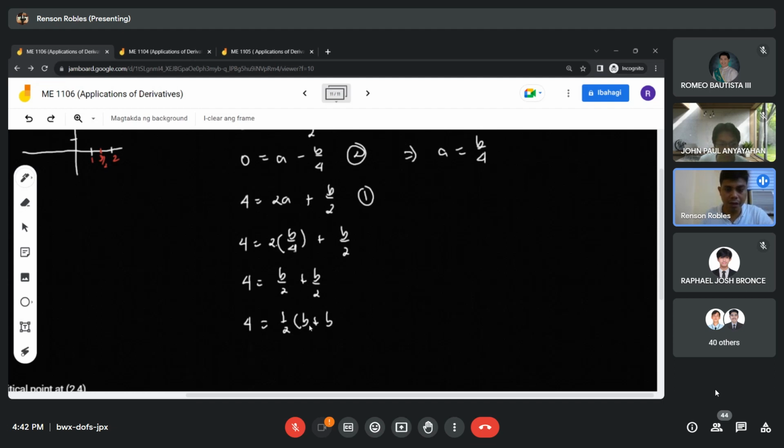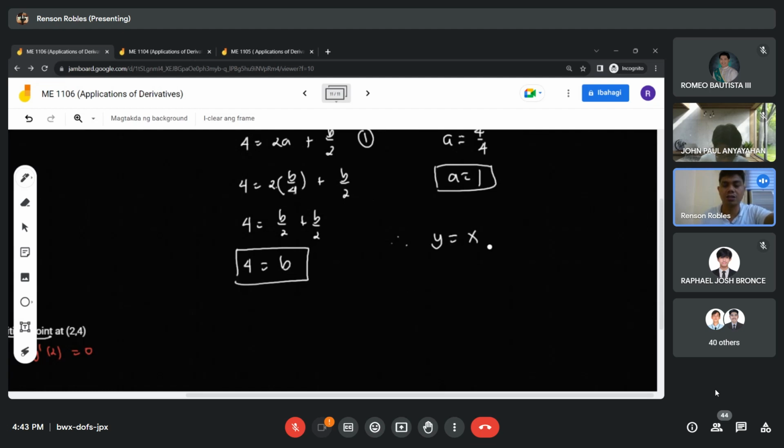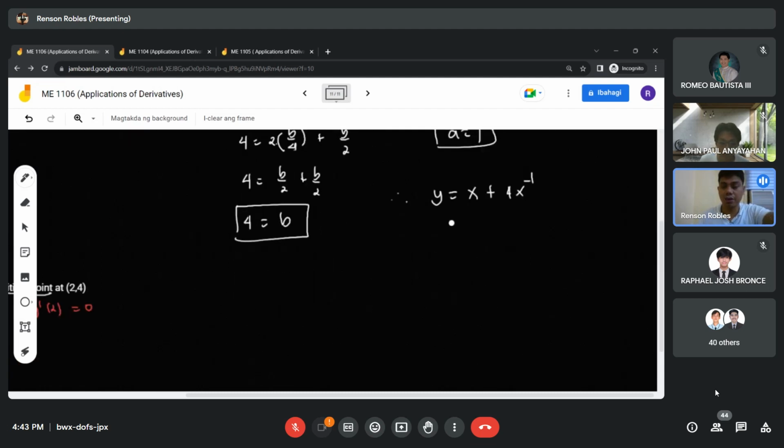Right? 1/2 b plus 1/2 b is b. So b equals 4. If b is 4, what is a? A equals b over 4. You have 4 over 4 and a is equal to 1. So therefore, the equation would be y equals ax plus bx raised to negative 1, or y equals x plus 4 over x. Right?